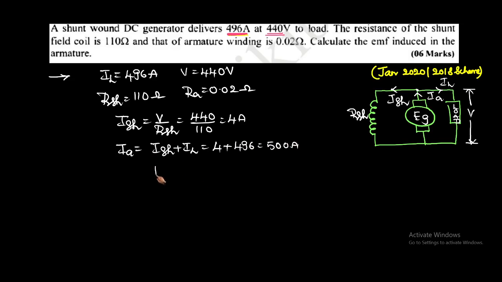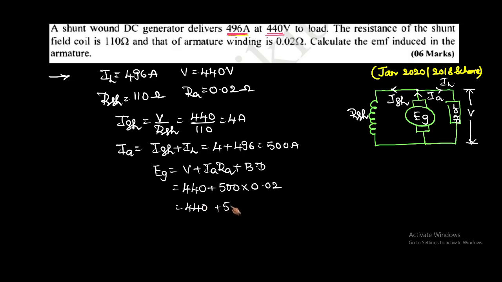So the EMF generated, in case of a DC shunt generator, is V plus IARA. Because the brush drop is not given, I am neglecting the brush drop. Okay, you can also neglect it. Then you can write 440 as the terminal voltage, 500 as the armature current, and the armature winding resistance is 0.02. Let us calculate 440 plus 500 into 2 by 100. So you are going to get approximately 450 volts as the EMF generated. This question was asked for 6 marks. Very simple question. See the next question.